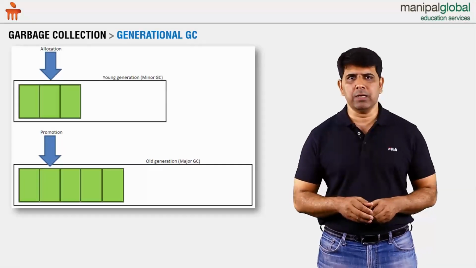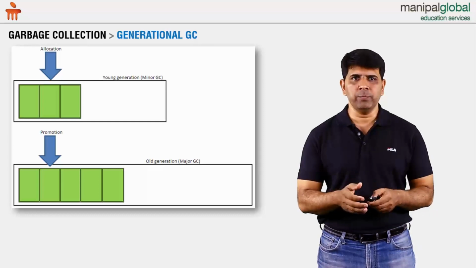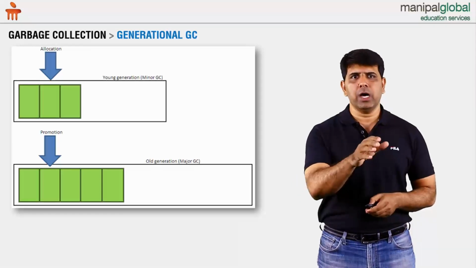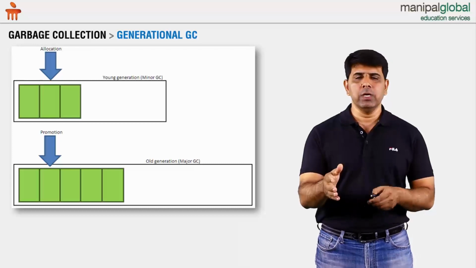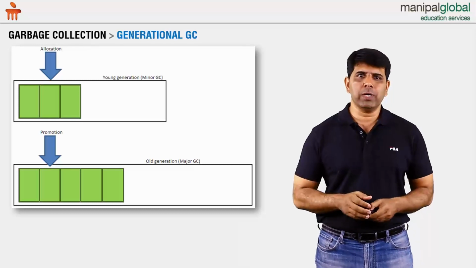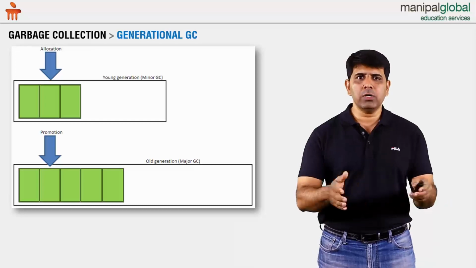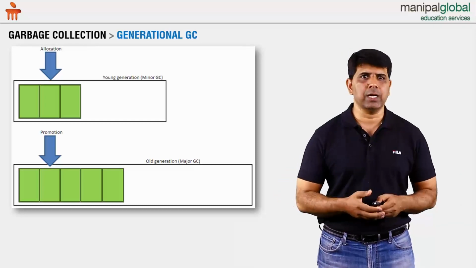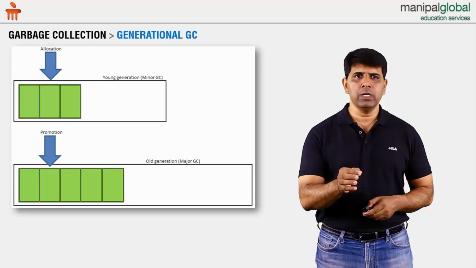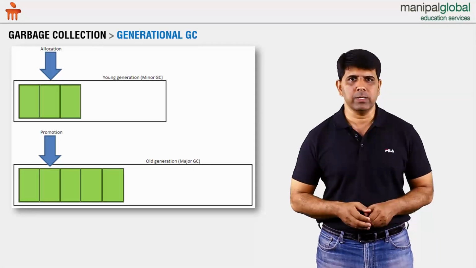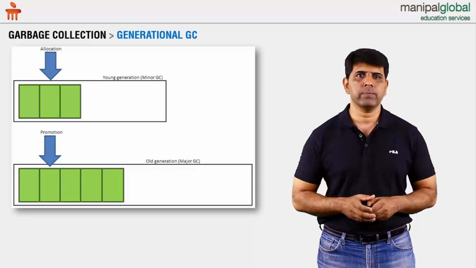Now, here is a pictorial representation where objects are allocated in the younger generation, but they will be promoted over a period of time to the older generation. And pictorially we say that the old generation is bigger than the younger generation. But allocation always happens in the younger generation, especially in Eden.